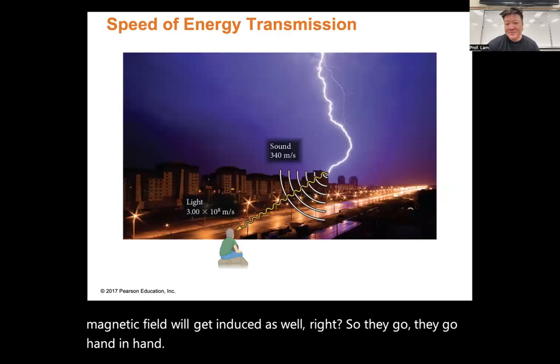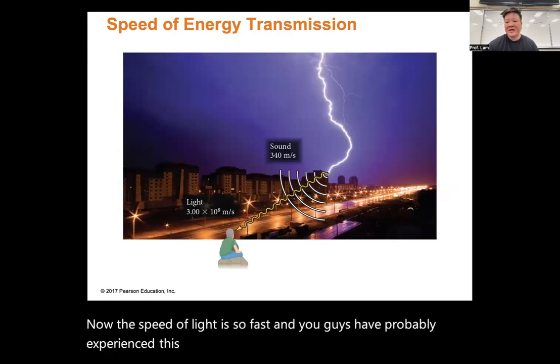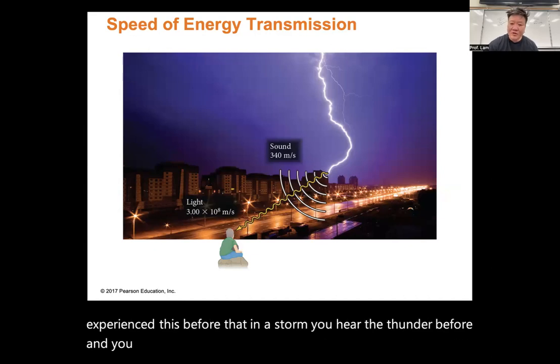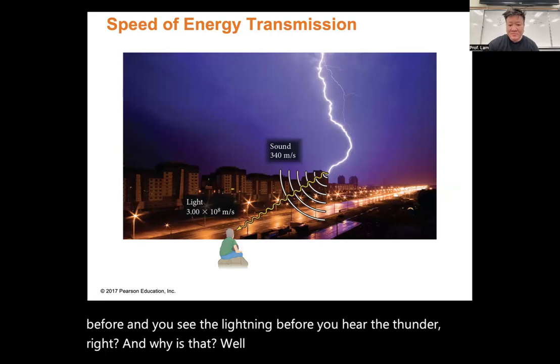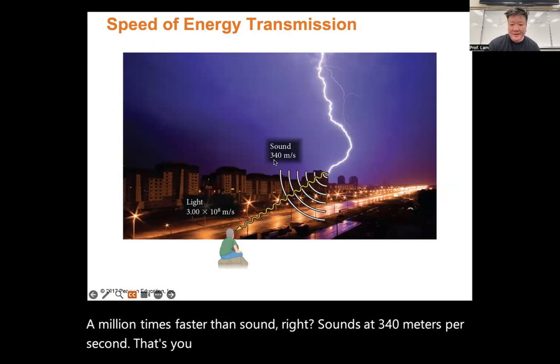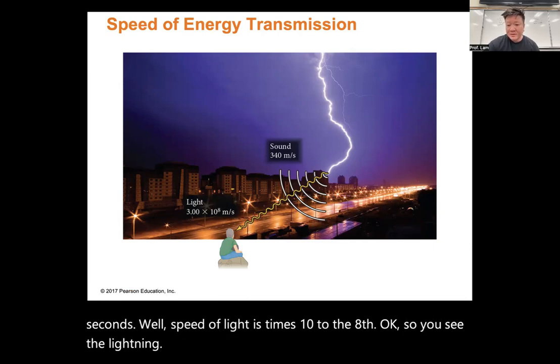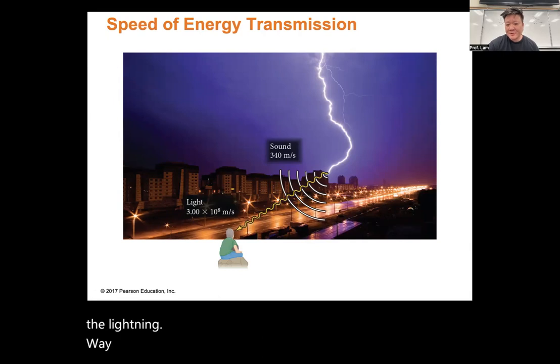Right? Now, the speed of light is so fast, and you guys have probably experienced this before, that in a storm, you see the lightning before you hear the thunder, right? And why is that? Well, light travels a million times faster than sound, right? Sound is at 340 meters per second. That's 3.4 times 10 to the second power, right? Well, the speed of light is times 10 to the 8th. Okay, so you see the lightning way before you hear the sound, right?